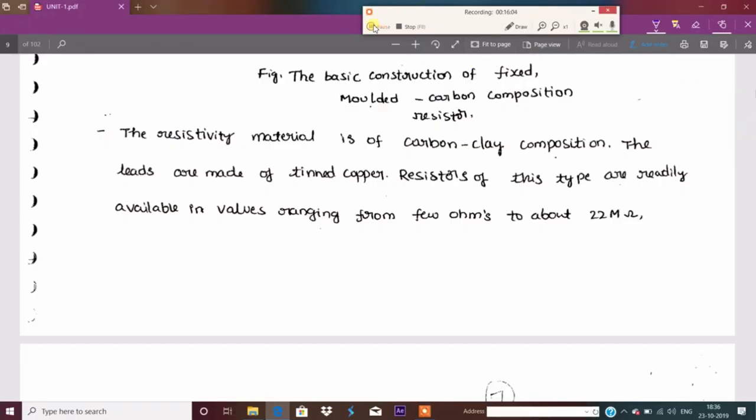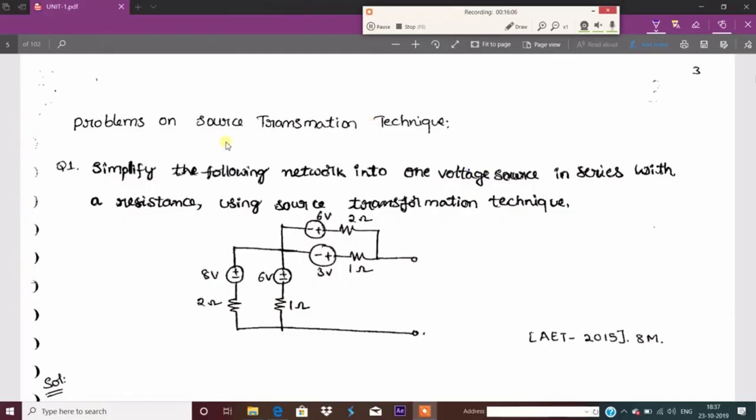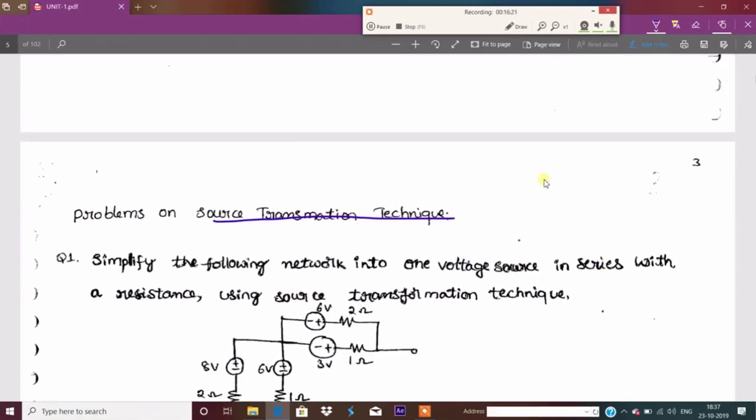Once again, look at the problems on the source transformation technique. First I will give the explanation of how to convert the practical voltage source into a current source and back to a voltage source. I will take the practical voltage source. The voltage will be 10 volts, resistance is 1 ohm.